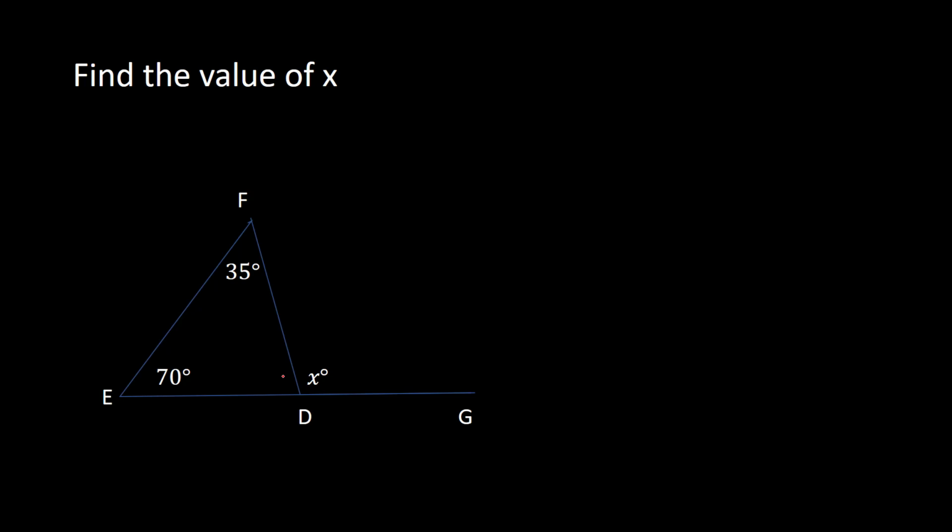And here is an example where we are trying to find the value of x based off what we just stated. Well, x is the exterior angle, and then 35 and 70 are remote interior angles. And we just stated that the remote interior angles will add up to be the same as the exterior angle. So if we add 70 plus 35, we get 105 degrees. And that's going to be equal to x, the exterior angle. So x would have to be 105 degrees.